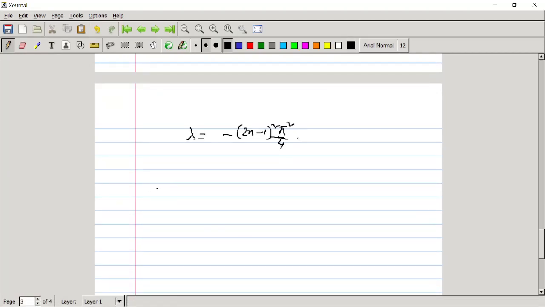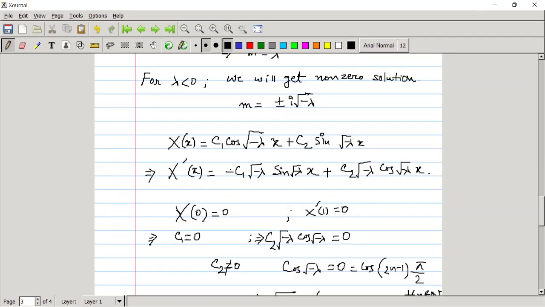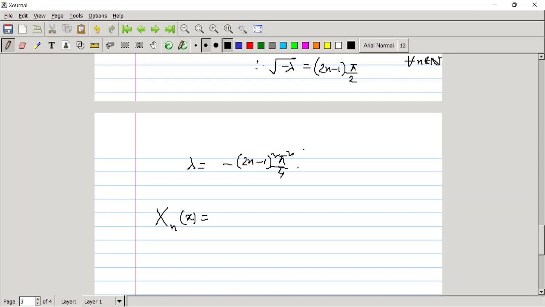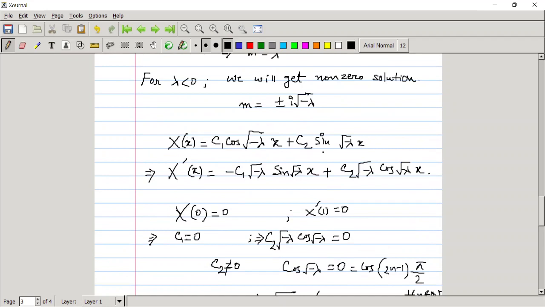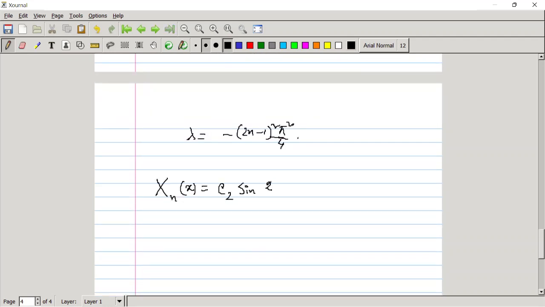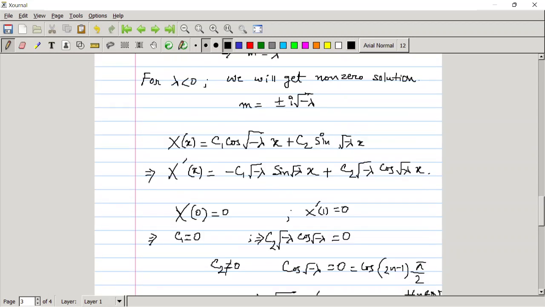So I got lambda this. So what is my x then? X depends on n, so I will write xn. Since I got c1 equal to 0 and c2 non-zero, I will write c2 sine root over minus lambda, that is (2n minus 1) into pi by 2, into x is there because we took sine root over minus lambda x.